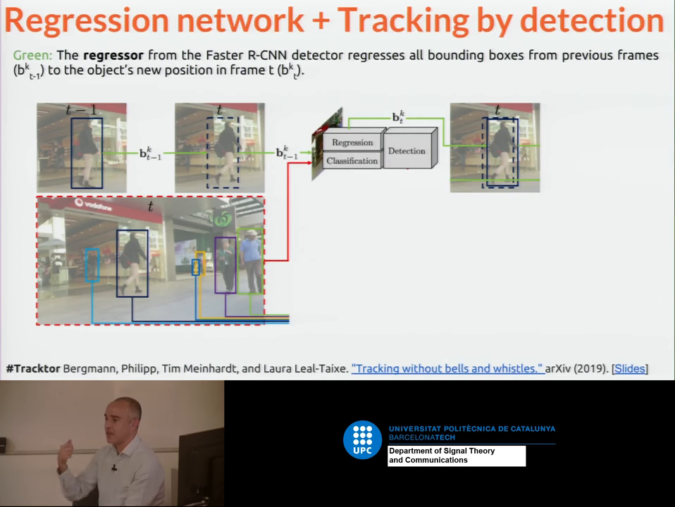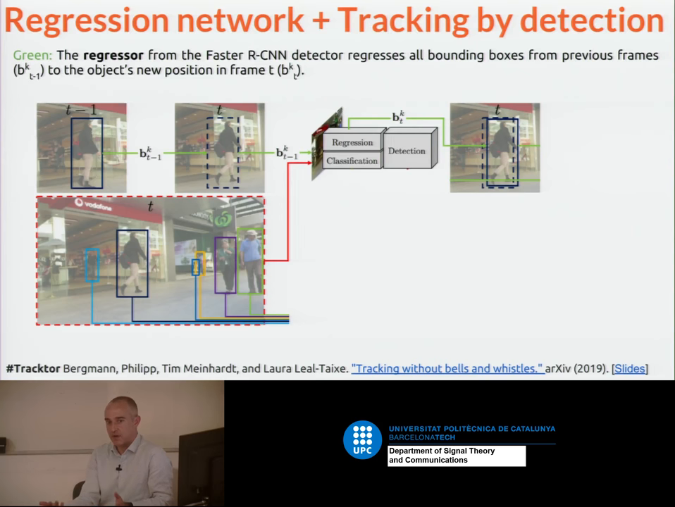Yeah, well, but you're giving it: in frame T minus one, I had this box. Where is it now? Where is it in T? So if the network says, oh yeah, it's there, the tracking problem is solved. There's no tracking problem, if you want. But what you're saying, I think it's coming now. That would be the basic idea.